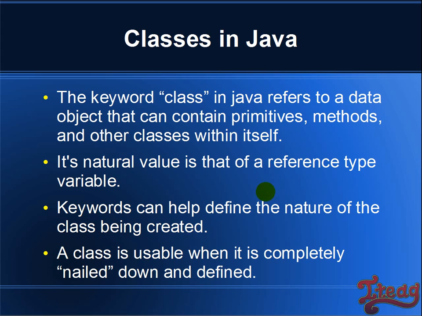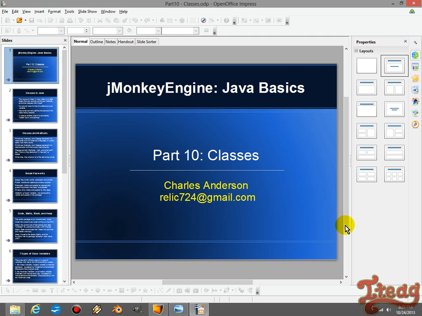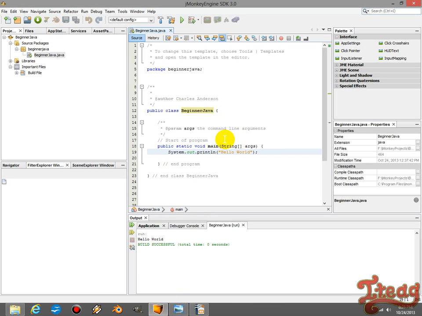So keywords can help define the nature of the class being created, and a class is usable when it is completely nailed down and defined. So I'm going to show right quick. Remember Hello World? Well, this is the class. The way that it works is, there's one public class per file, and public is one of the keywords that says this is one we want to be able to reuse. So here's our public class that's going to be in this package of beginner Java. Inside of this class, we just have one method, and that's good old main. This is where the program starts, and this is where the program ends. Main itself is a keyworded method that says this is where it is started.